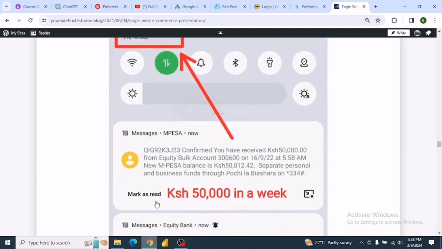So, is it a legit business? Yes. Is it for everyone? No. This is not for lazy people. It's for anyone who is ambitious and wants to generate extra income online.